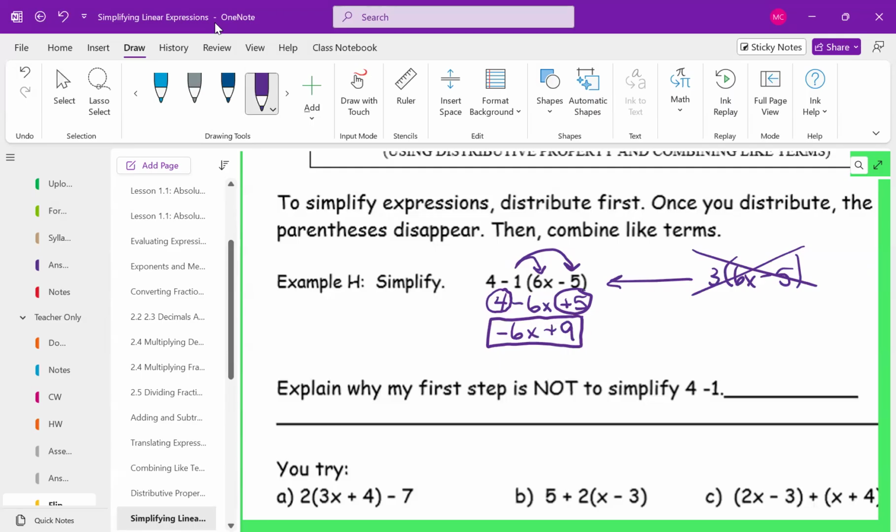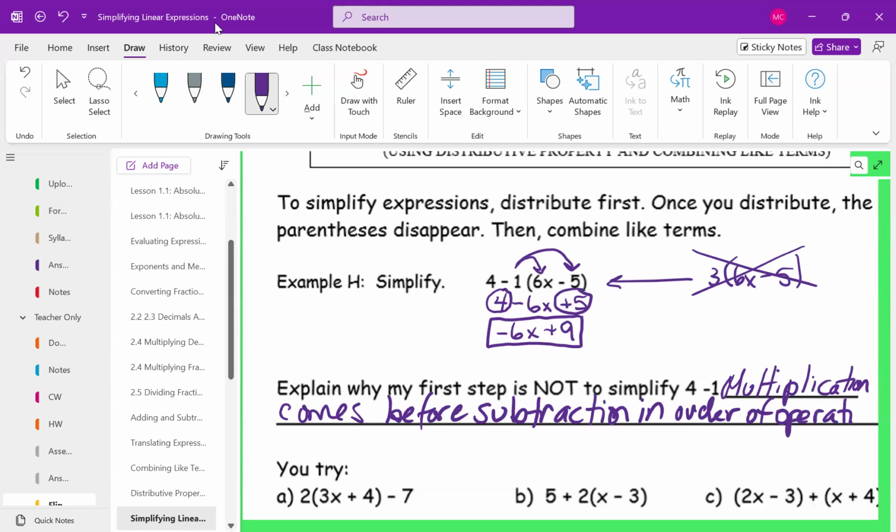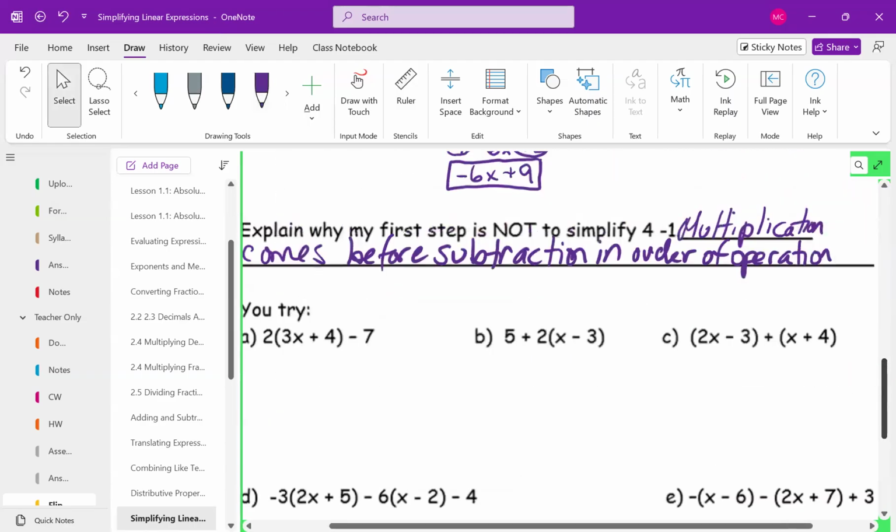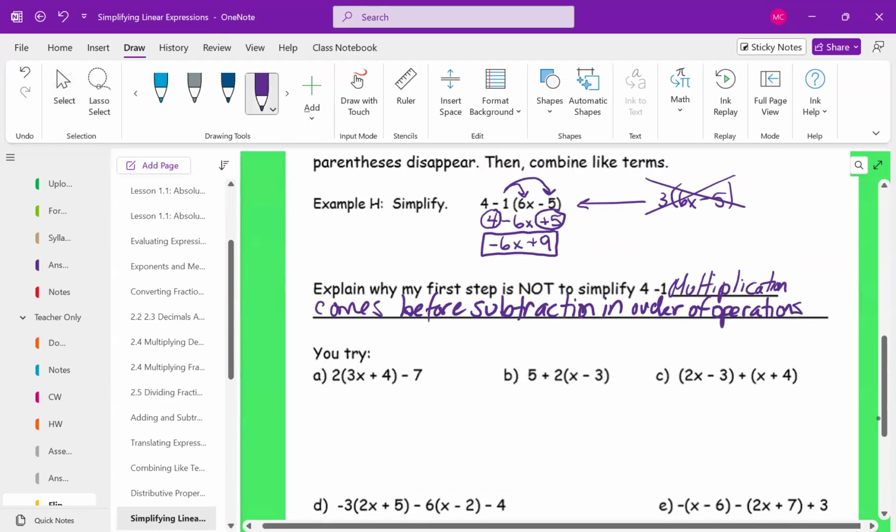Did you think about order of operations? You'd be right. Multiplication comes before subtraction. So let's write that down. Multiplication, which is our distributive property, comes before subtraction in order of operations. So we have to distribute first.